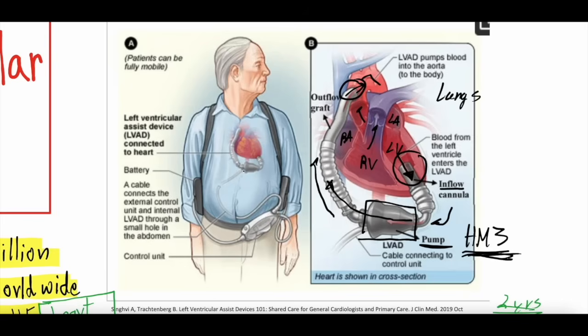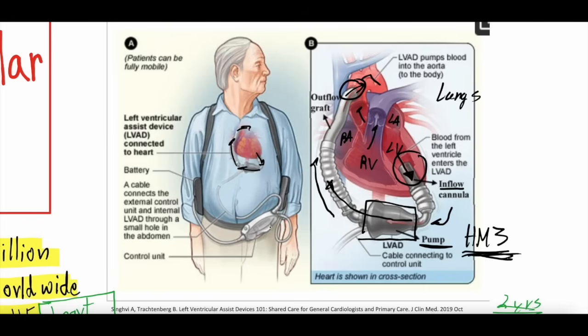This is a person, right? And they have their LVAD. We talked about here's their heart. The LVAD sucks blood out of the left ventricle, goes through this pump, goes into the outflow tract, into the aorta, and then that blood goes down to the rest of the body, as it would.